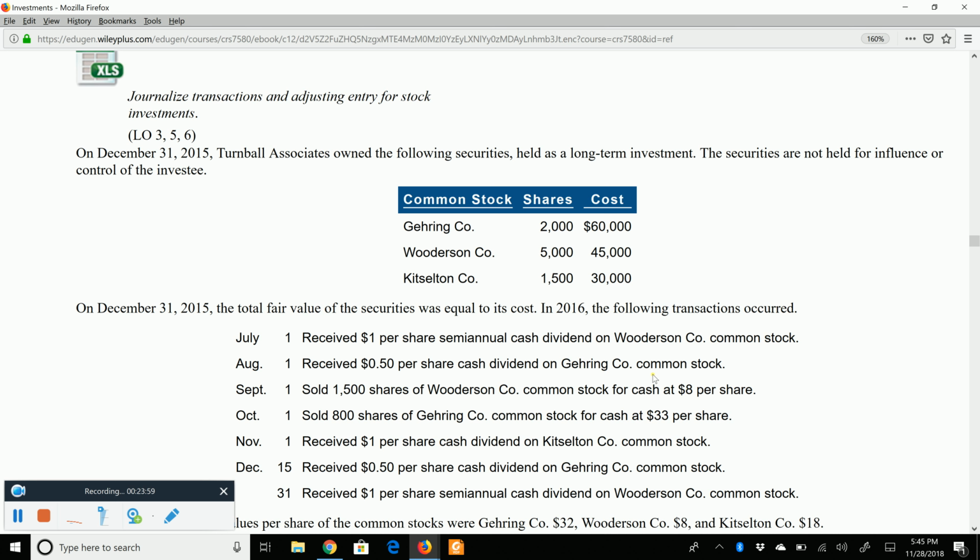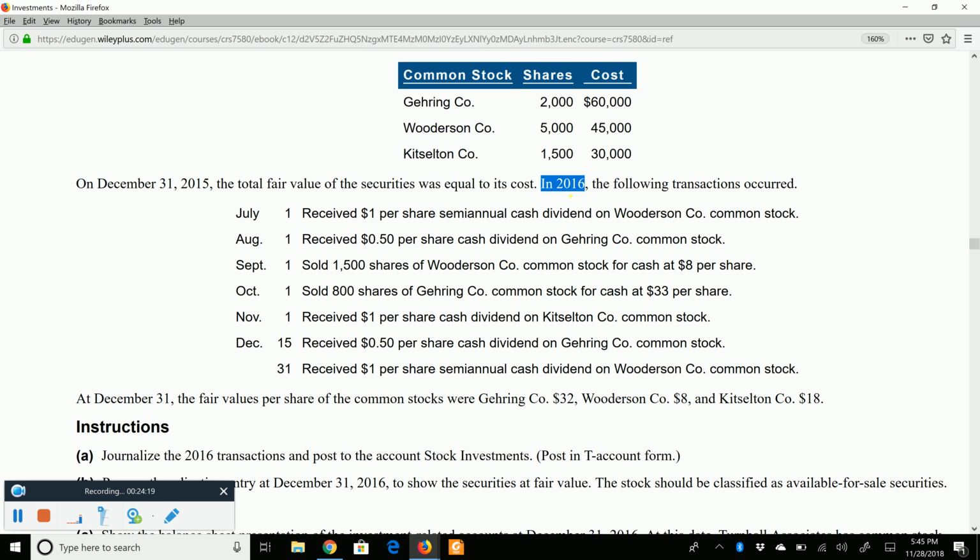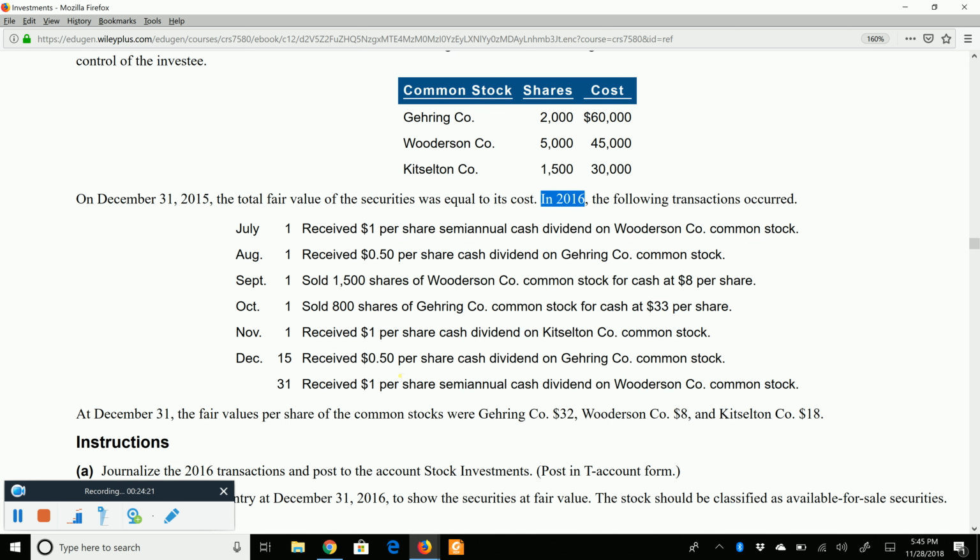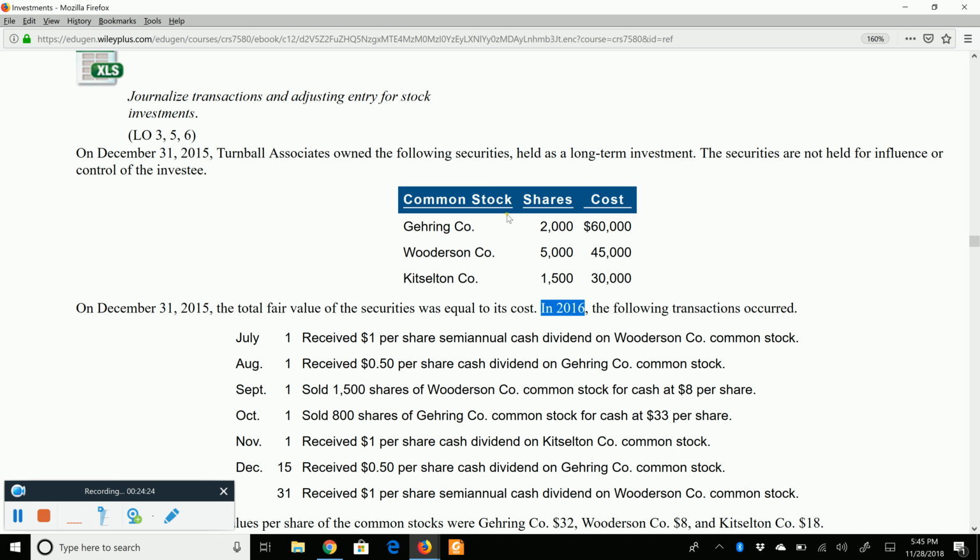We own 2,000 shares of Gehring. We also own 5,000 shares of Wooderson and 1,500 shares of Kitzleton. That was as of December 31, 2015. Now, in the next year, in 2016, there were multiple transactions that occurred. Okay. Now, I need to mention a few things before we get through these journal entries. You have to read the directions very carefully. What does it say here? It says we own the following securities held as a long-term investment.